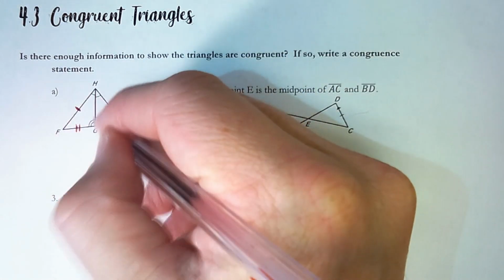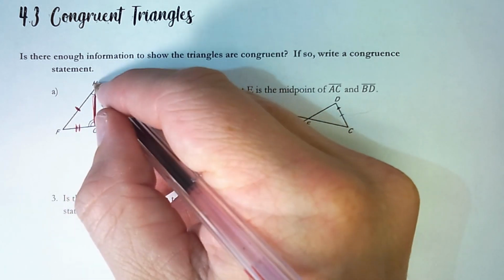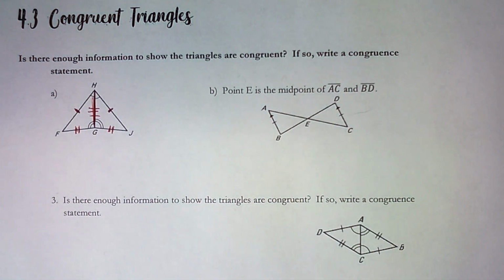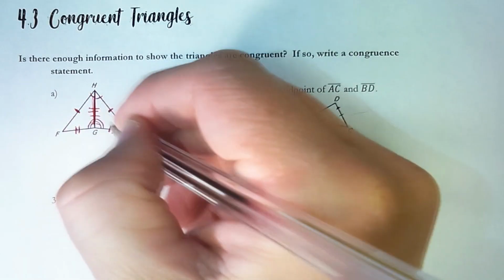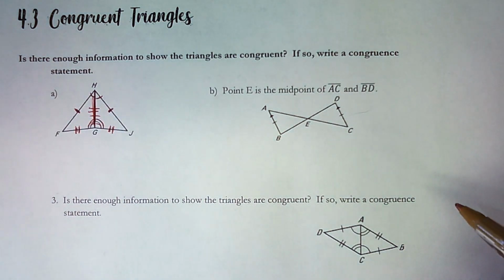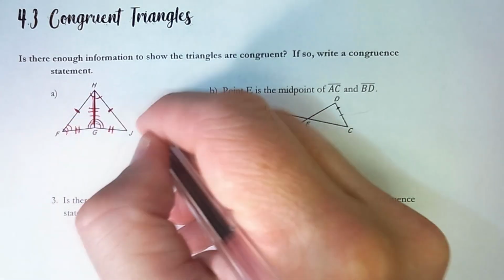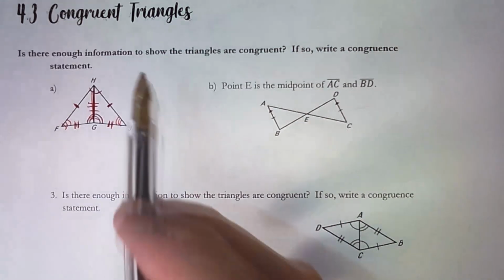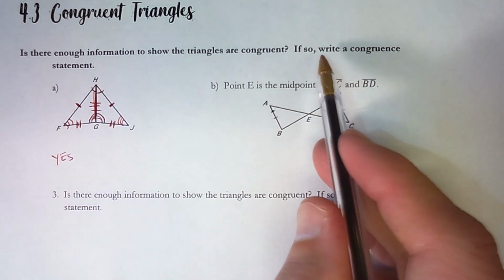And look at this, they share a side, and that reflexive property says I can use that to say that segment HG is congruent to segment HG. So I actually have 3 sets of congruent sides. I have a set of congruent angles here and another set here, and that third angles theorem tells us that if I've got 2 sets of congruent angles, I actually have a third also. So it turns out that all 3 sets of sides and all 3 sets of angles are congruent. So yes, there is enough information to say that these triangles are congruent.